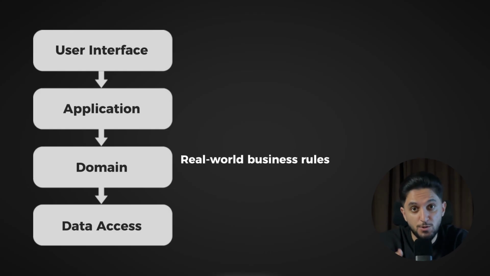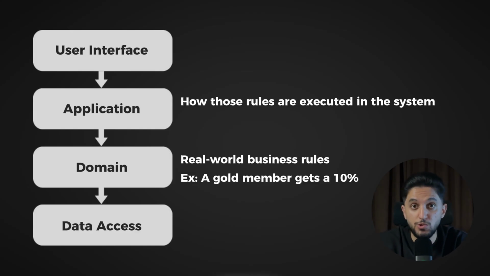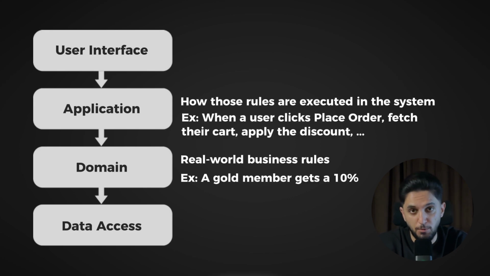Domain layer represents real-world business rules, things that would exist even if there was no software. As an example, a gold member gets a 10% discount. Application layer determines how those rules are executed in the system. Example, when a user clicks place order, fetch their card, apply the discount, charge the card, save the order, and send them an email. It helps keep your core business logic independent of technical details, so your system can evolve without breaking its fundamental logic.